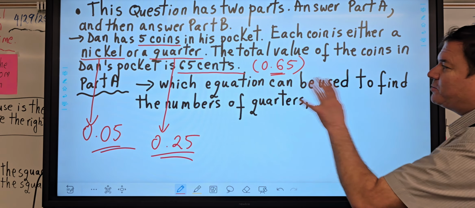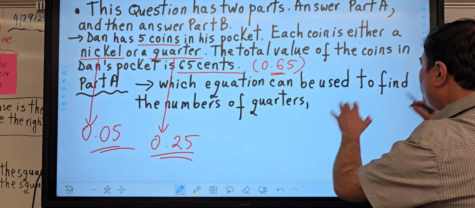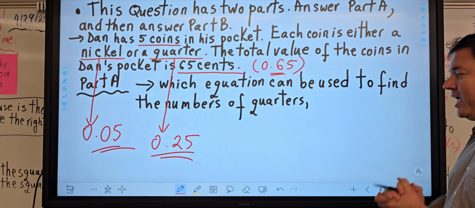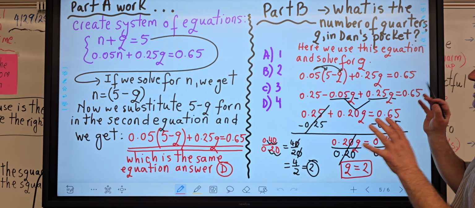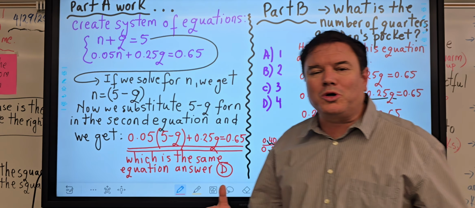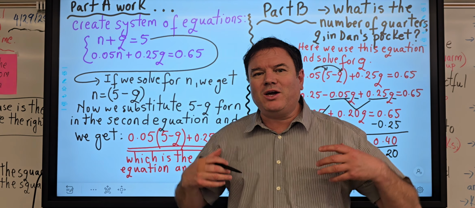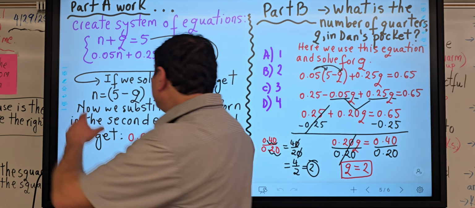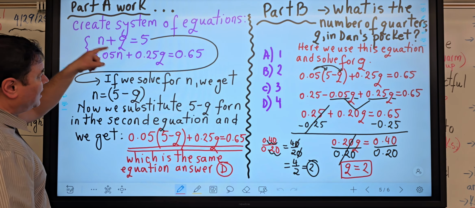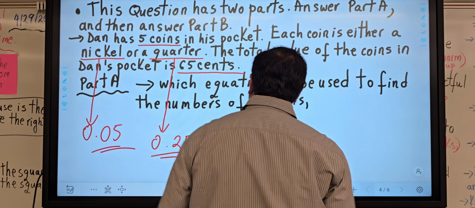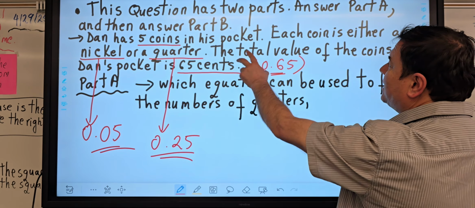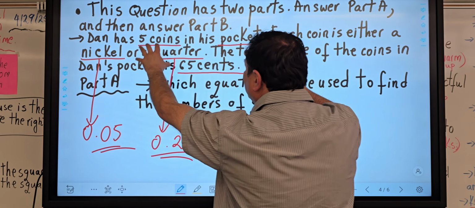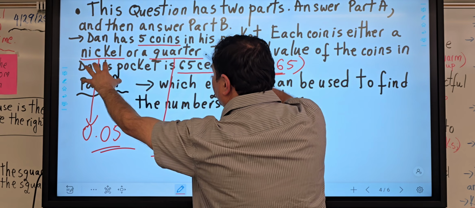And then the question is part A: which equation can be used to find the number of quarters? Okay, so on this slide here, we are going to create a system of equations. And the system of equations is this one here. The nickels and the quarters total 5, because the problem is telling us that he has 5 coins in his pocket, 5 coins made up of nickels and quarters.